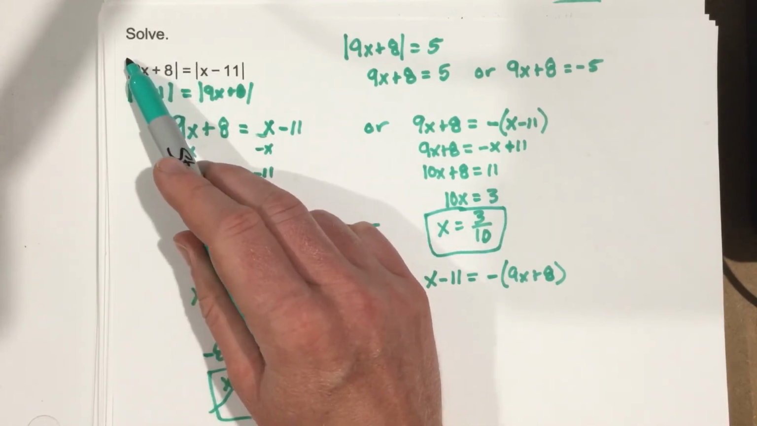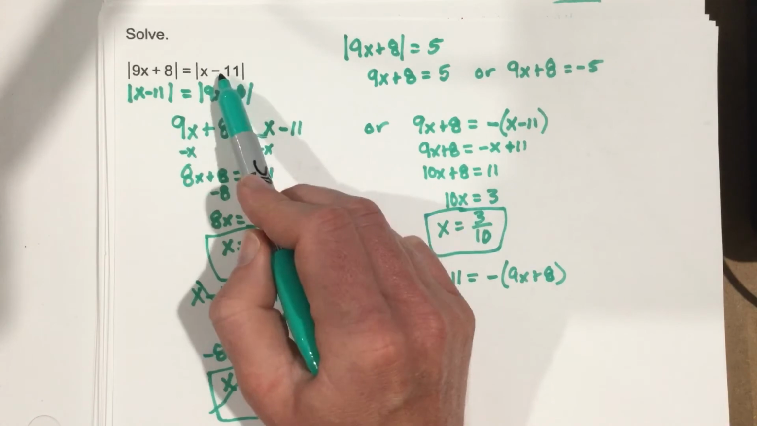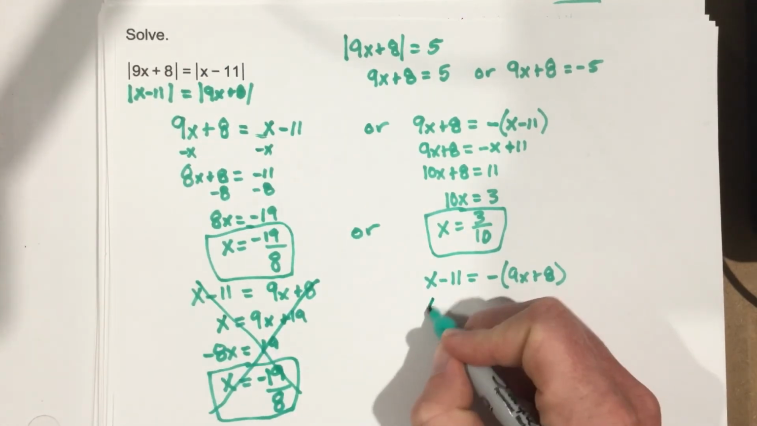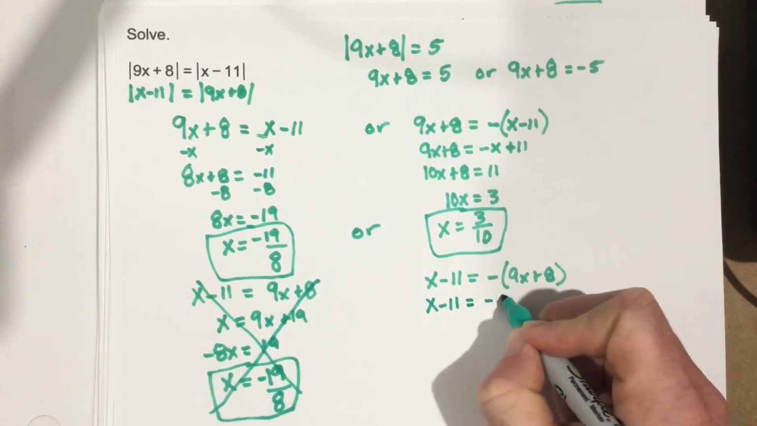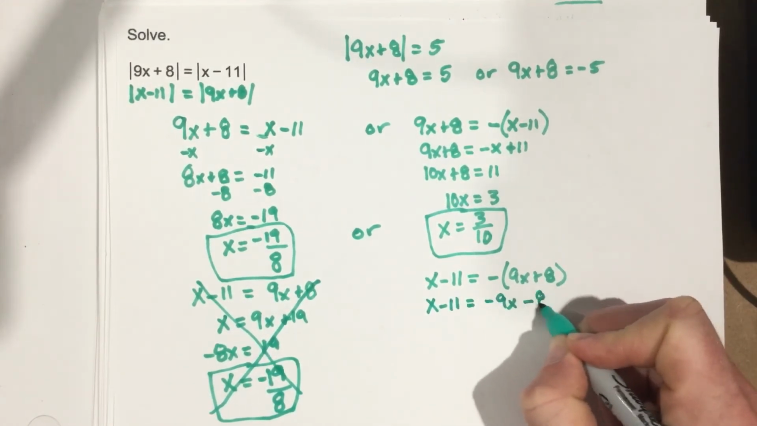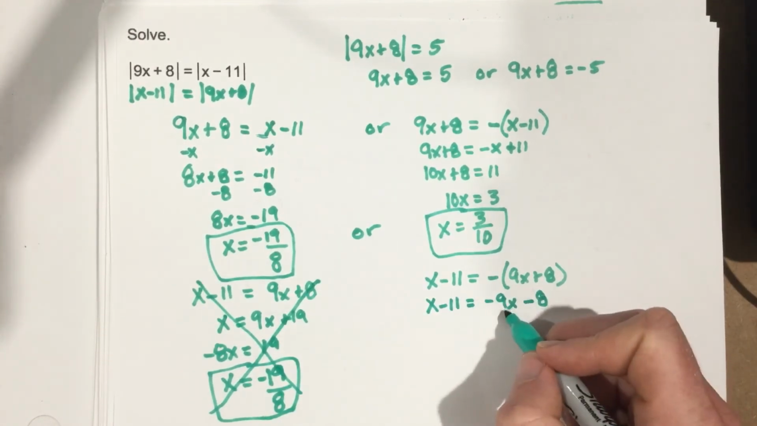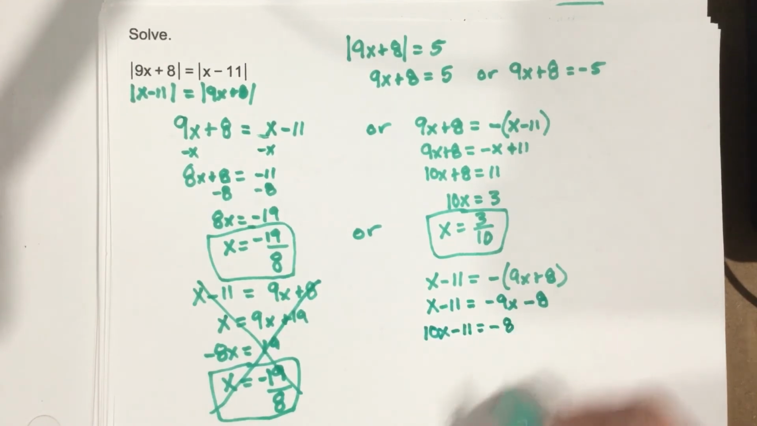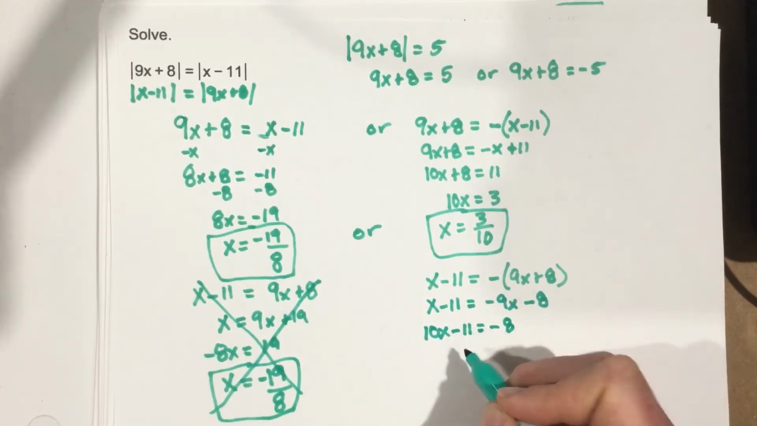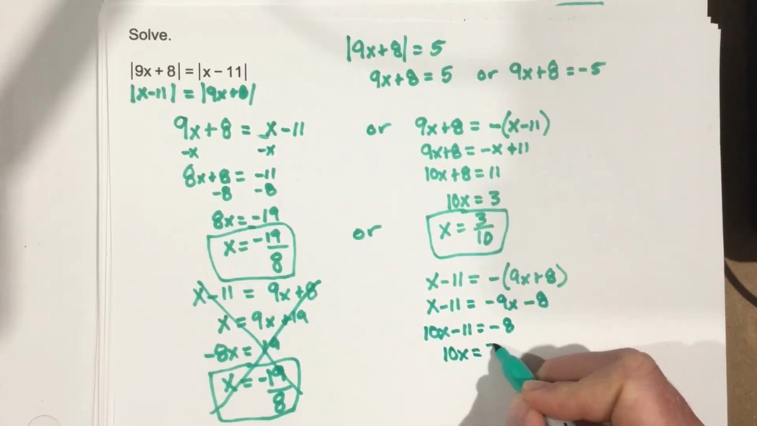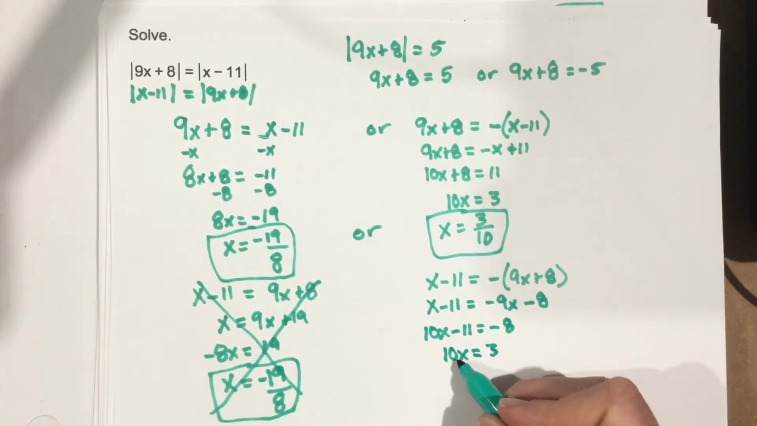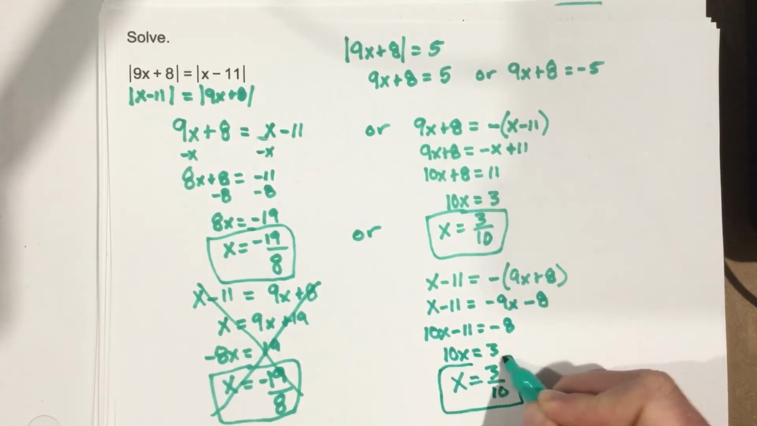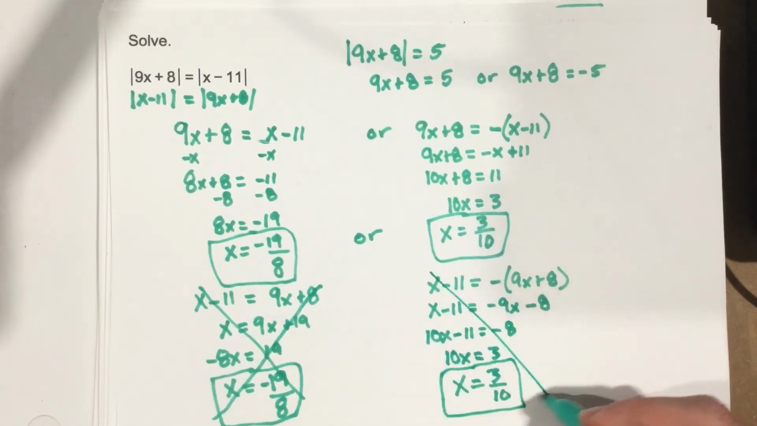We only have to say that this first absolute value sign equals the positive version and the negative version of this other one. Let's check it out here. We get x minus 11 equals negative 9x minus 8. Add the 9x over, you get 10x minus 11 equals negative 8. Add the 11 over and you get 10x equals 3. And you can see where this is going. You divide by 10, you get x equals 3 over 10, which is the same solution that we got right here, so we don't have to do this version.